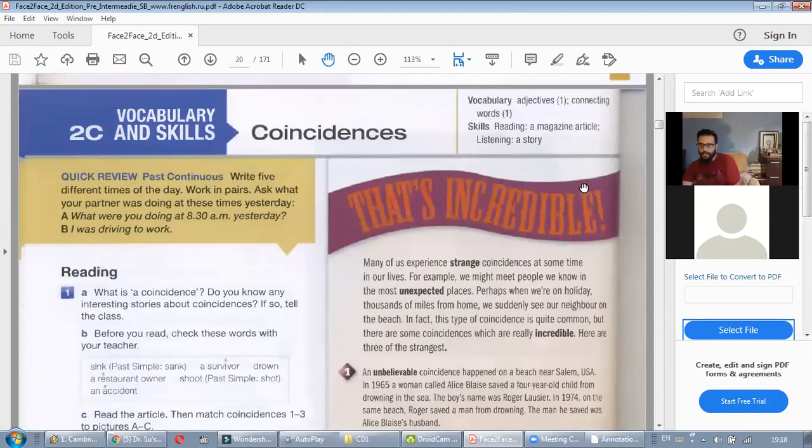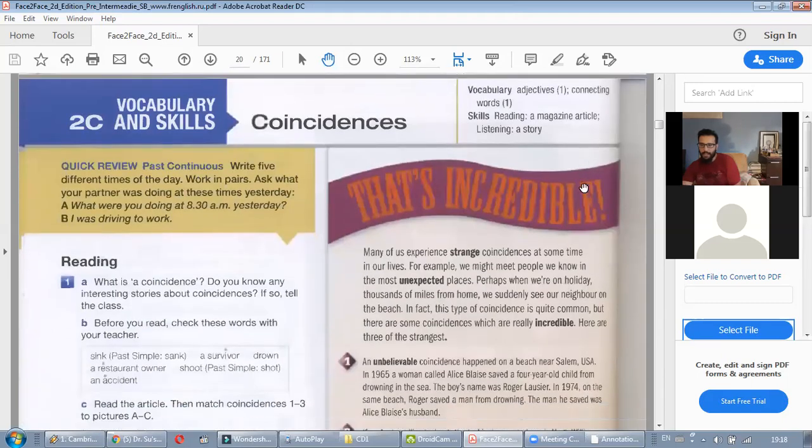Okay, now in this lesson, we're going to talk a little bit about something different. We're going to talk about coincidences. A coincidence is usually when 2 things happen at the same time, and it's a bit strange that they happen at the same time. It's a bit like this. So this is what we call a coincidence.